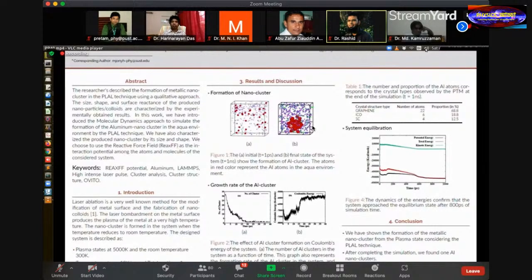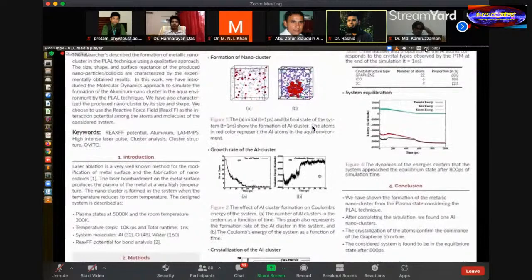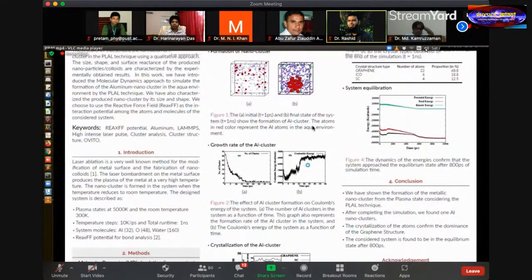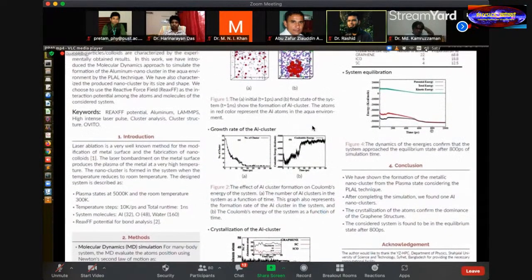Here, the work's motive is to observe the changes when the system reached room temperature from 5000 Kelvin, and one nanocluster of aluminum was found at the end. The growth rate and the changes of Coulombic energy throughout the whole simulation seem related, while the analysis of crystal structure is shown graphene dominated. At 1 nanosecond simulation, the system was found in the equilibrium state after 800 picoseconds.